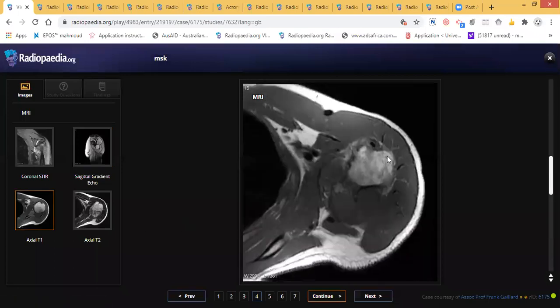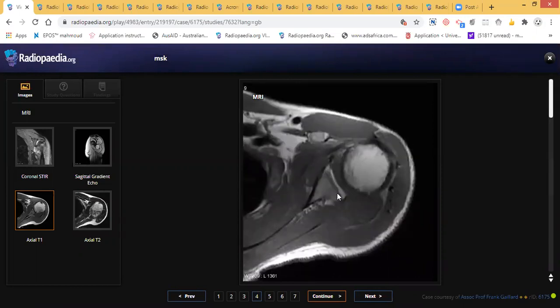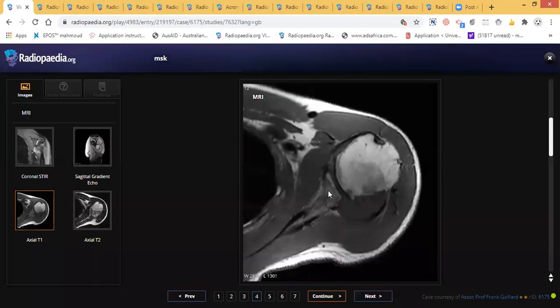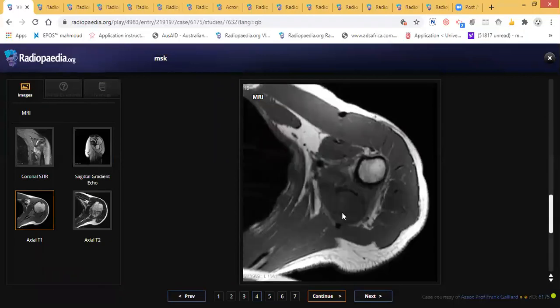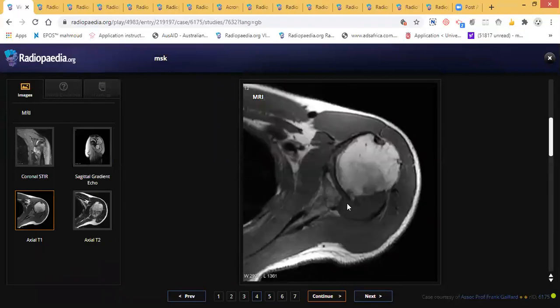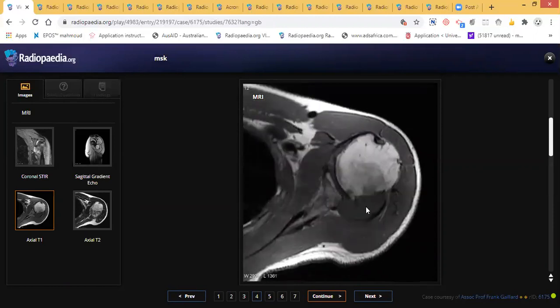Maybe in the axial, this is the long head of biceps. So this is anterior, this is posterior, and this is the humeral head, and this is part of the scapula. And here should be the glenoid, right? So what is going on here? Does anyone recognize it in the T1? Yes, it is here. So this is the lesion. Is it bone, soft tissue, or something else?